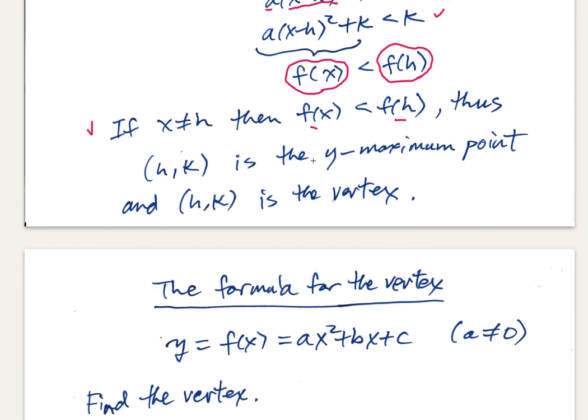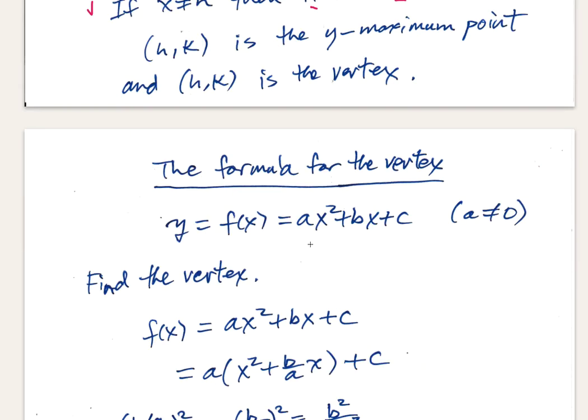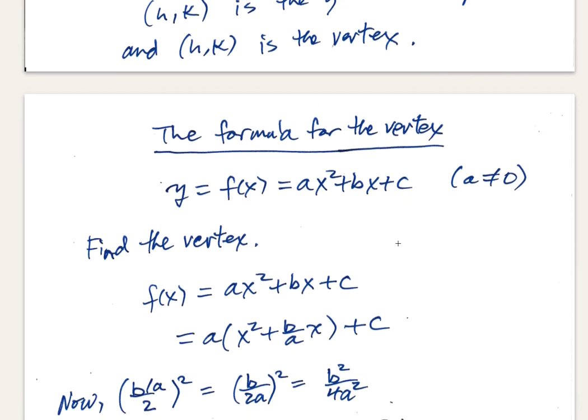Now that we've got that out of the way, let's actually talk about the formula for the vertex. Again, we're in this situation, ax squared plus bx plus c, a is not 0. Find the vertex. What I'm simply doing is completing the square like we did in the previous video, but I'm doing it in complete generality here.